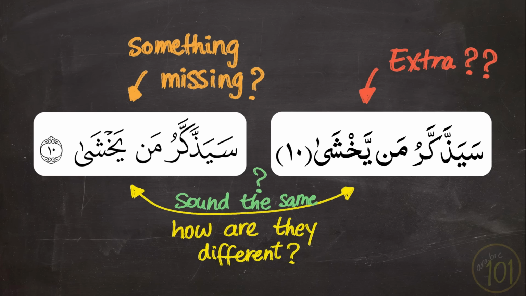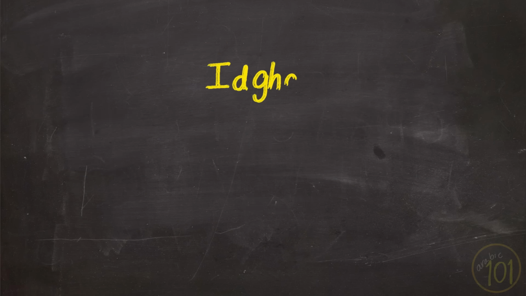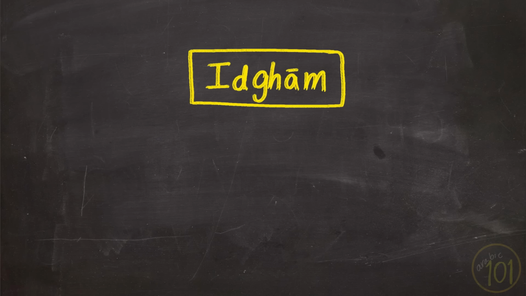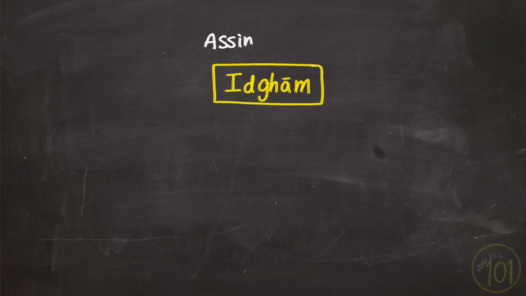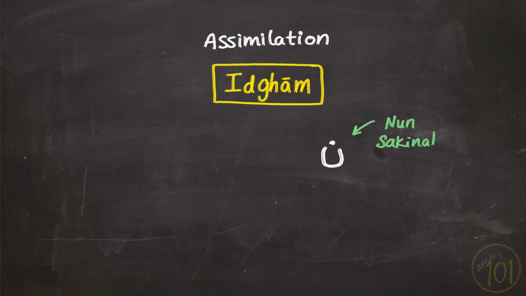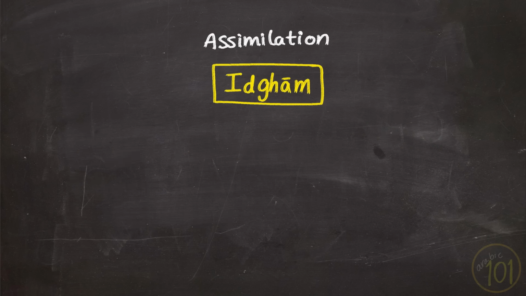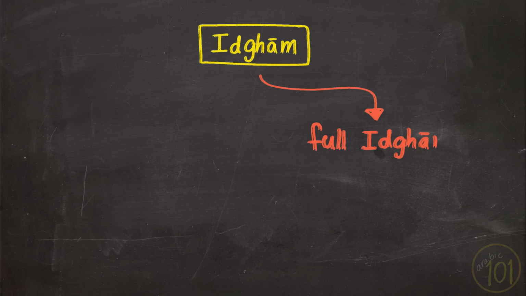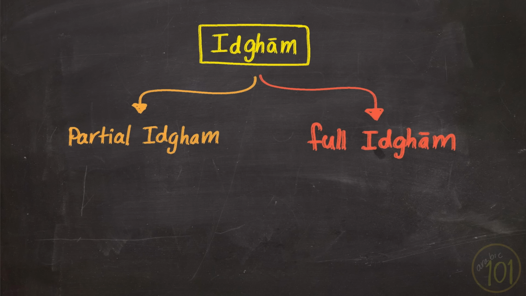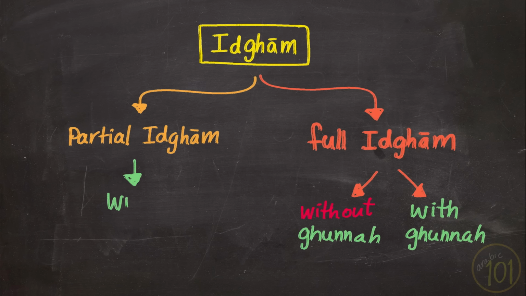Well, the answer to these questions lies within the concept of idgham and properly understanding it. You see, idgham or letter assimilation happens when nun sakina or tanween is followed by one of these letters. They form the mnemonic yarmalun. But this isn't everything there is to know about idgham. There's actually 3 distinctions to be made: full idgham and partial idgham. And full idgham is either with ghunnah or without ghunnah. Partial idgham is only with ghunnah.